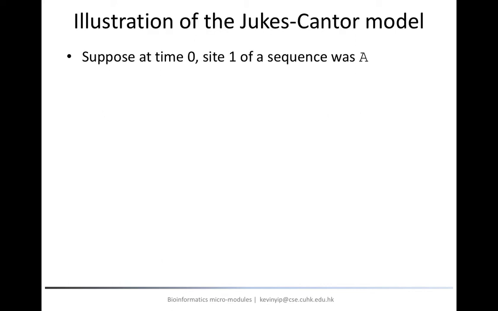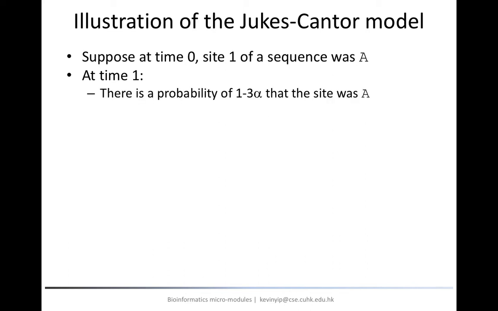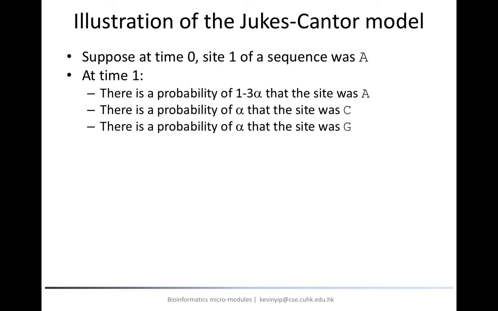To illustrate how the Jukes-Cantor model can be used to compute the probability of a mutation sequence, let's assume that at time 0, a certain site of a sequence has nucleotide A. At time 1, what could the nucleotide be, and what is the corresponding probability? As just explained, there is a probability of 1 minus 3 alpha that this nucleotide remains A, a probability of alpha that it is mutated to C, a probability of alpha that it is mutated to G, and a probability of alpha that it is mutated to T.